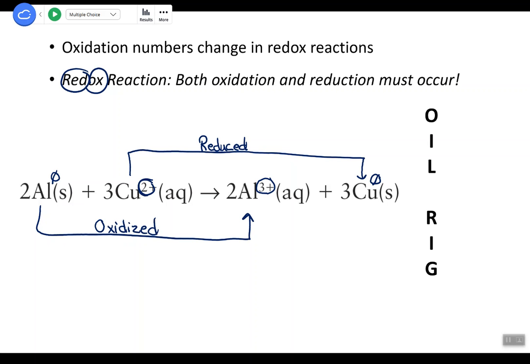A handy way to remember which is oxidizing and which is reducing, oxidation is losing electrons, while reduction is gaining electrons. And you can remember that with the acronym OIL-RIG. Okay, so if something is being reduced, its oxidation number is being reduced, it's going down. How does that oxidation number go down? Well, it's because it's taking on electrons. So the balance of positive and negative means that it goes down.